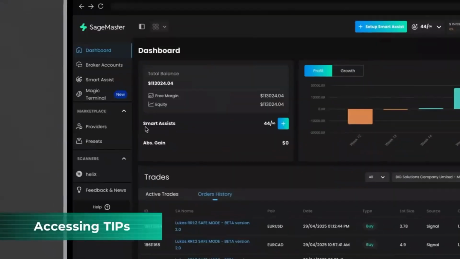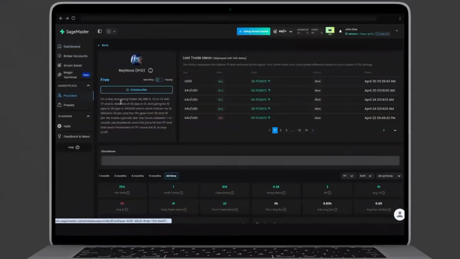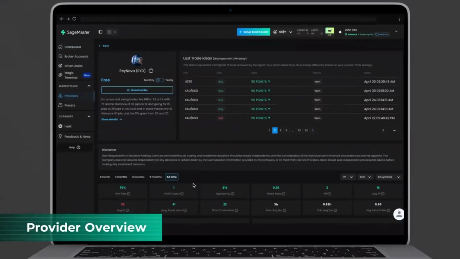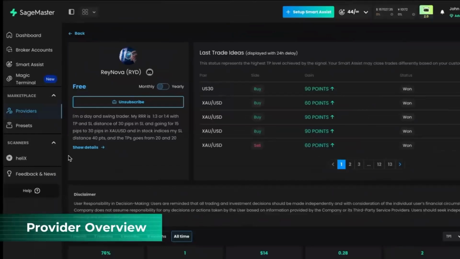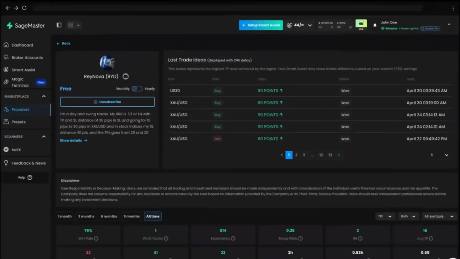Start by selecting Providers from the sidebar. This opens a list of available Trade Idea providers. Click on any provider to view their detailed profile, trading stats, and performance charts. At the top, you'll see a strategy overview, including the provider's trading approach and a link to their communication channel.